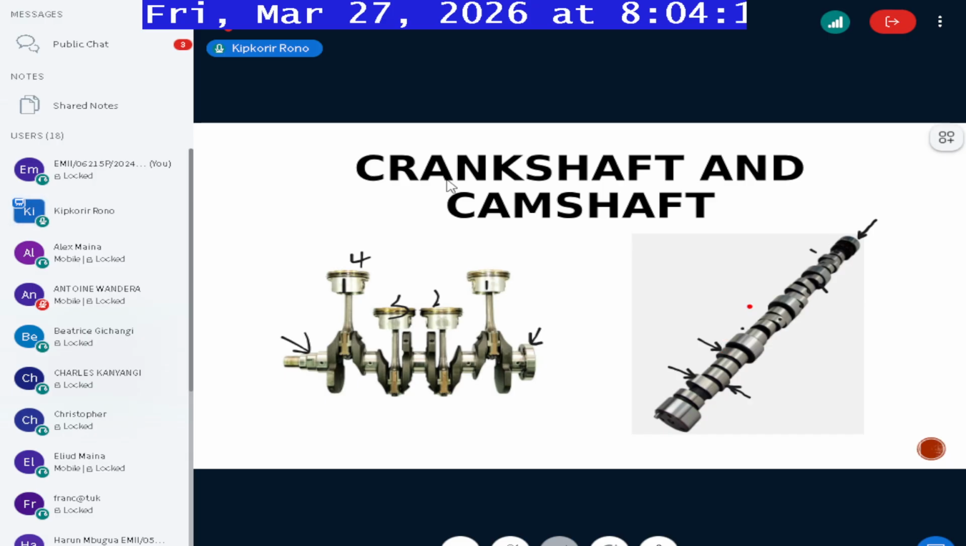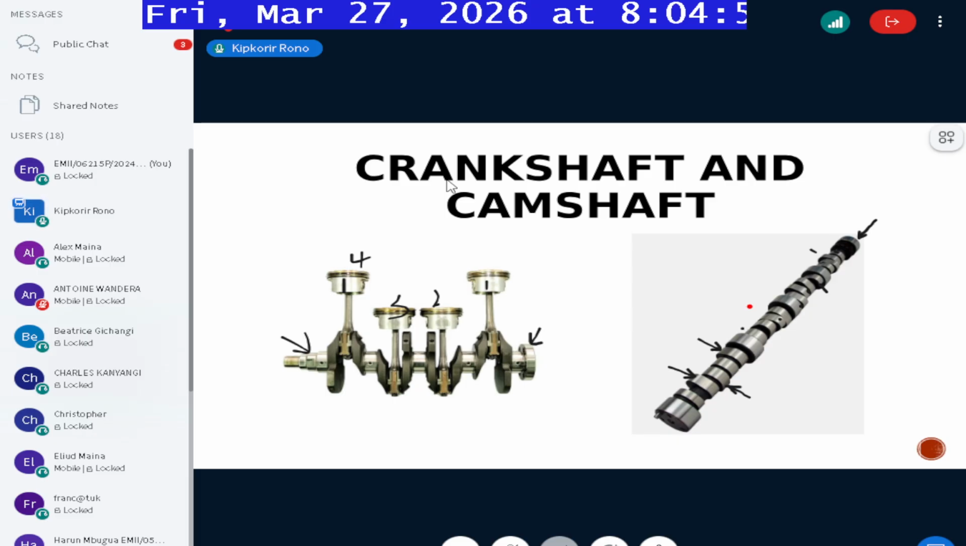For example, the distributor, especially the mechanical type, is also operated by a cam. There are distributorless systems, but the mechanical distributors are operated by a cam because, like I said, it has to be synchronized. The function of the distributor has to be synchronized with the opening and closing of the valves, as well as the reciprocating motion of the pistons. So the same camshaft that operates the valves also operates the distributor. You'll also find some extra cams here that can be used to operate other things.